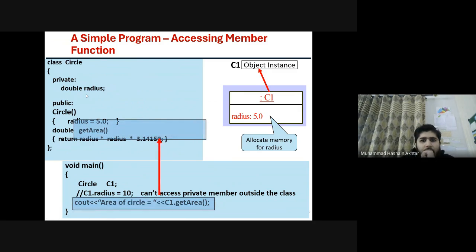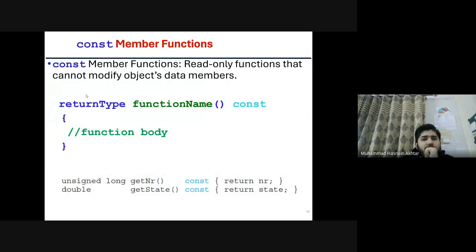Okay, now we are basically discussing the constant member functions. Constant member functions are basically the read-only functions which cannot modify the object's data members. Constant member functions cannot modify the object's data members. In the later part of the lecture, we will learn about the setters and the getters. Over there, you must know that the getters are always constant member functions. They will never modify the object's data members.